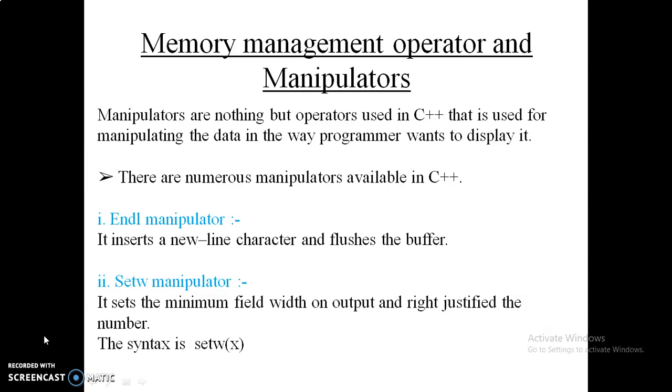First is the endl manipulator. It is used to insert a new line and flush the buffer. Second one is the setw manipulator. It sets the minimum field width on the output and right justifies the number. So by using this, the number is right justified and the width of the field is set.